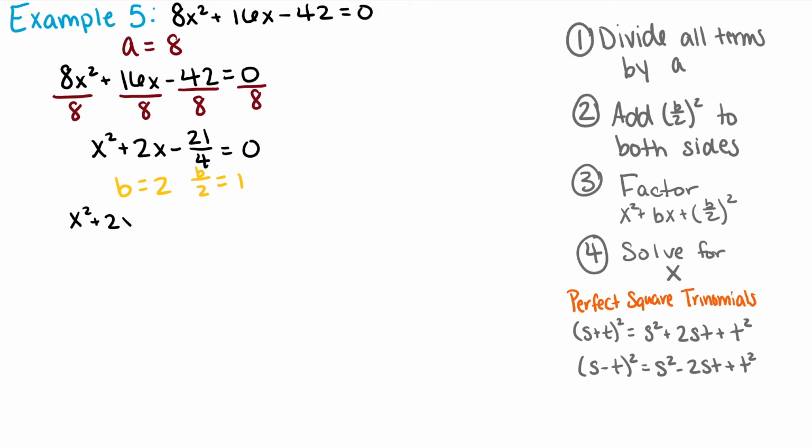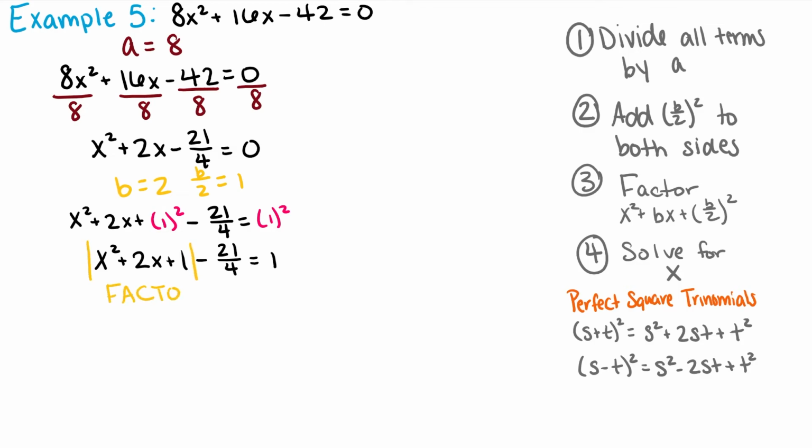Adding 1 squared to both sides gives us x squared plus 2x plus 1 squared minus 21 over 4 equals 1 squared. Or x squared plus 2x plus 1 minus 21 over 4 equals 1. We'll factor our trinomial. S equals x and t equals 1. So we get x plus 1 squared minus 21 over 4 equals 1.